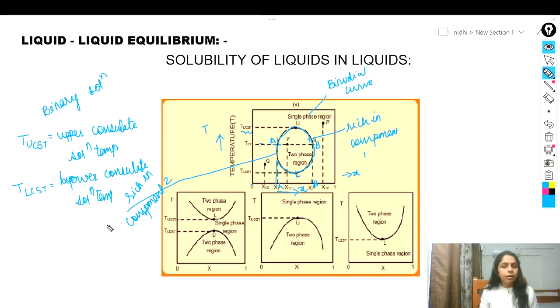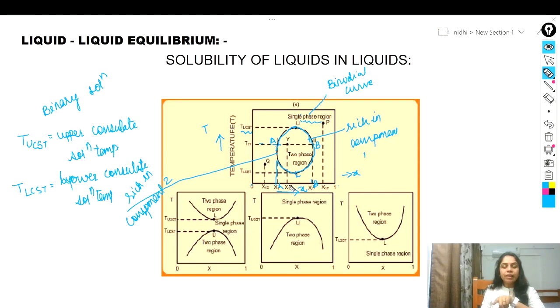The upper consolute solution temperature, or upper critical solution temperature, is the highest temperature at which phase separation occurs. Above the upper critical temperature, the two components are fully miscible. That means we get a single phase region.